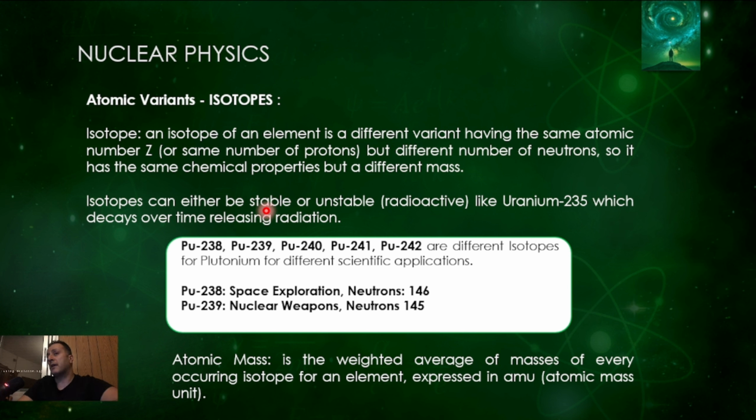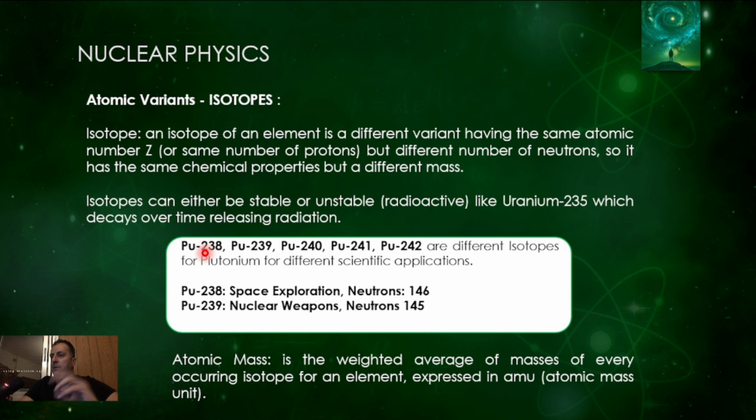So isotopes can either be stable or unstable. Unstable means radioactive. It has a tendency to decay. It has a tendency to have a particle break off from its nucleus or from its surrounding trajectories, meaning an electron being released. So, for instance, you have uranium-235, which decays over time, releasing radiation.